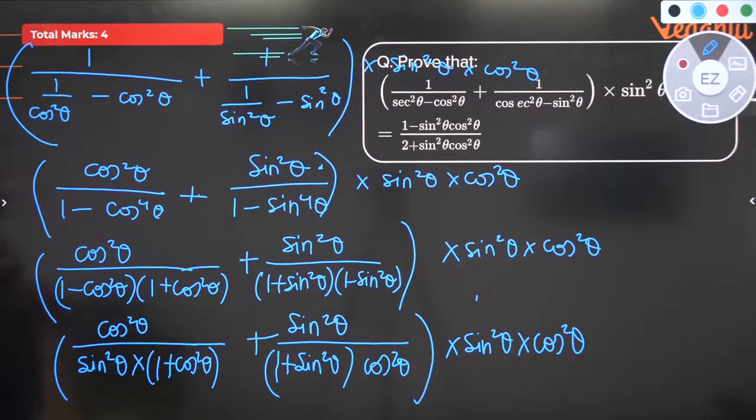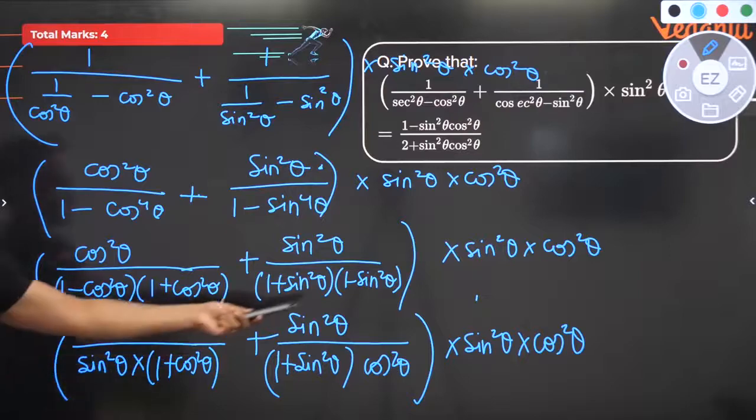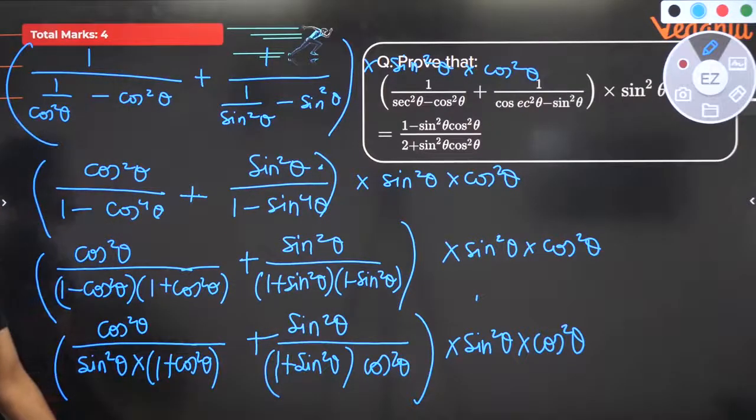What I have done here: first, I have converted in the first step sec square theta, which I have written as 1 by cos square theta, and cosec square theta as 1 by sin square theta. Then I have taken the LCM of the denominator, so it will become cos square theta upon 1 minus cos raised to the power 4 theta plus sin square theta upon 1 minus sin raised to the power 4 theta into sin square theta into cos square theta. Then I have told you that this part 1 minus cos raised to the power 4 theta can be written as 1 minus cos square theta into 1 plus cos square theta, applying the identity a square minus b square, same thing I have done there. And then this 1 minus cos square theta I have written as sin square theta, and this 1 minus sin square theta I have written as cos square theta.